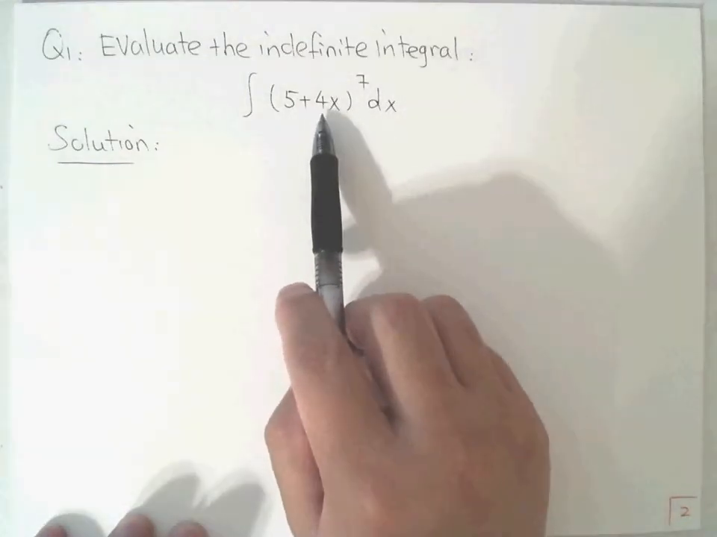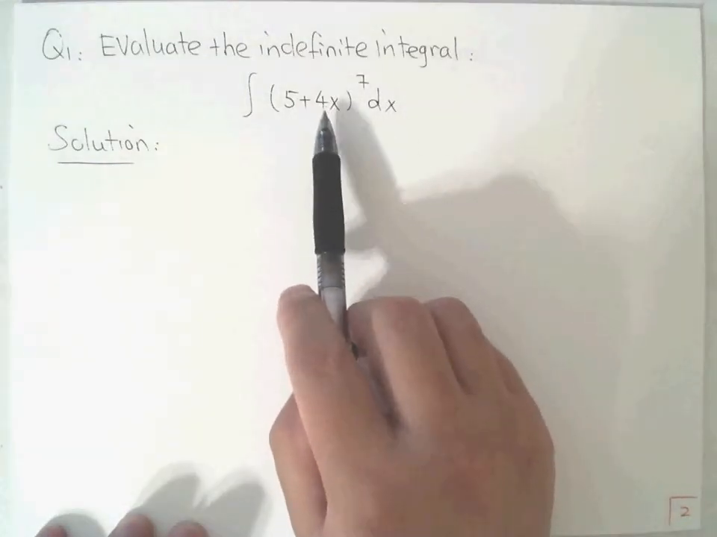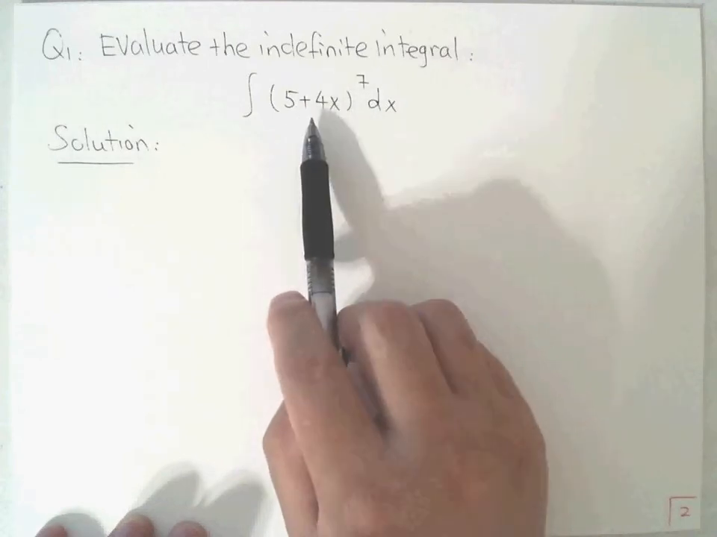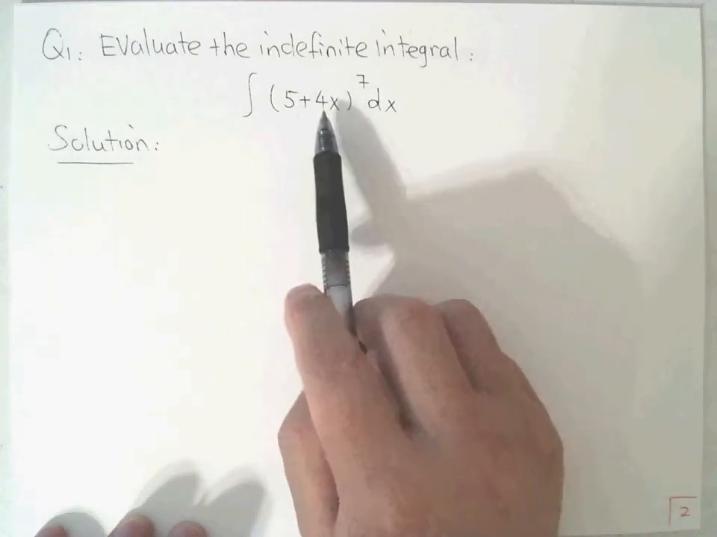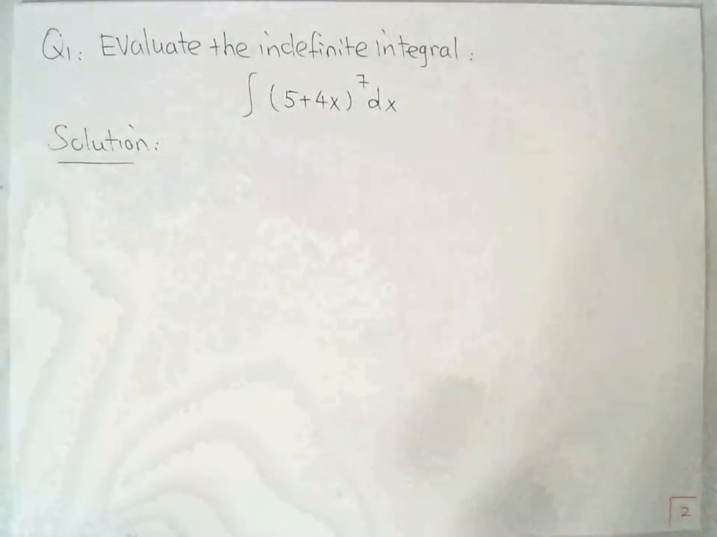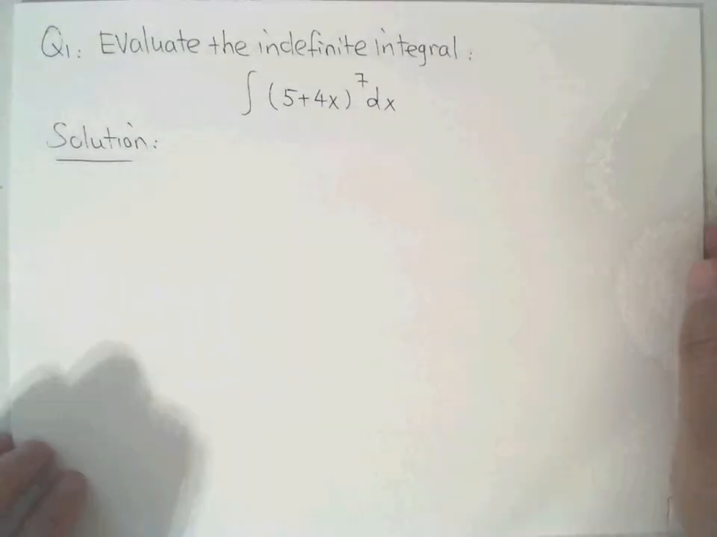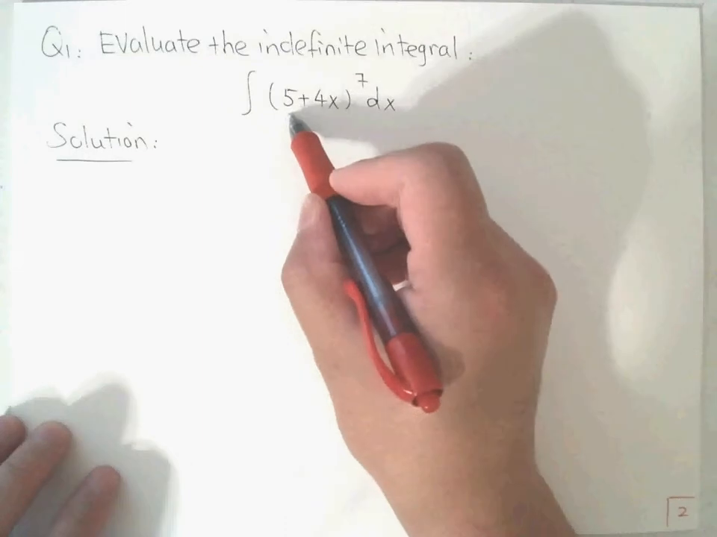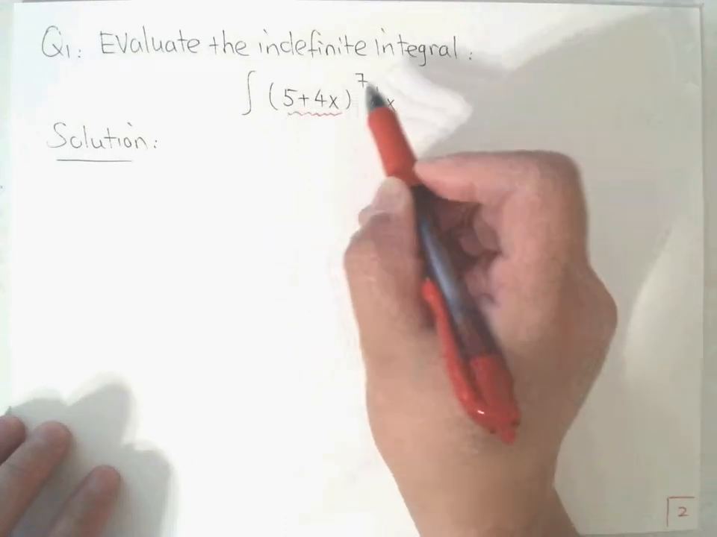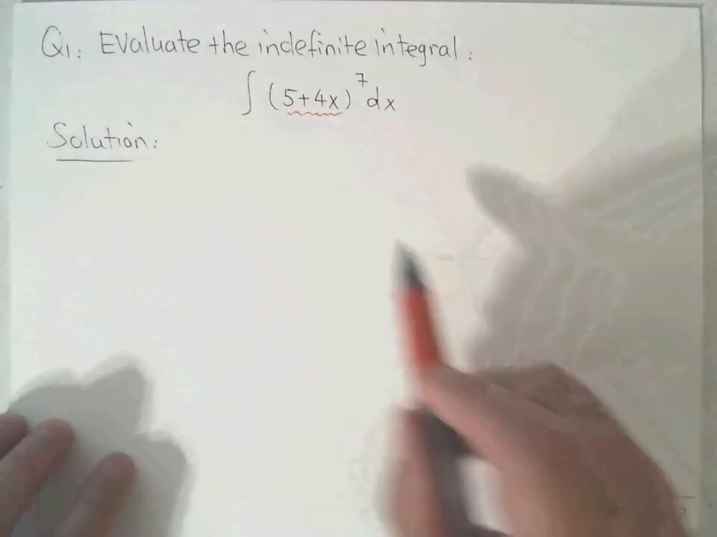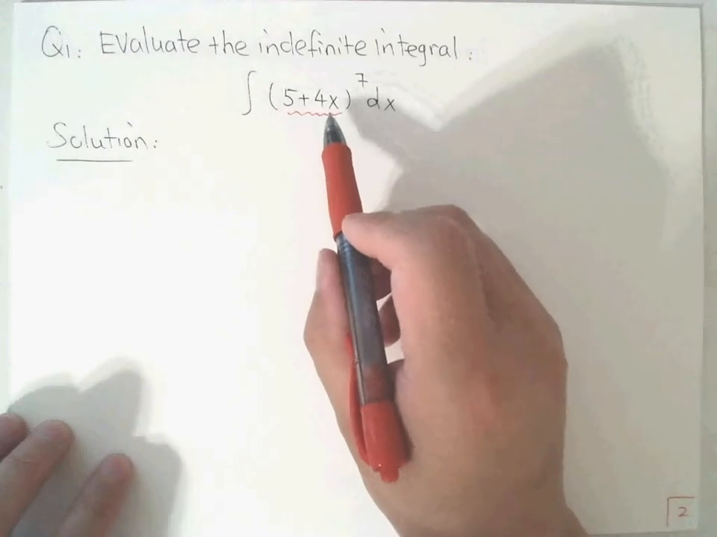This complicated part is not a basic function. It's a composite function. So what is the inner or complicated part here? I think everyone knows how to do the substitution for this. It is easy because we look at 5 plus 4x. This part is the complicated part.